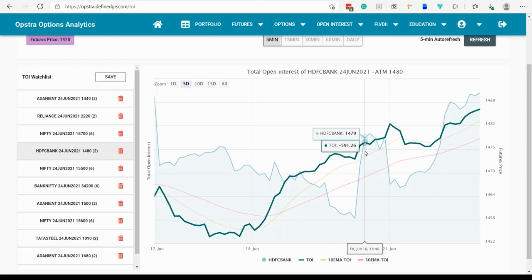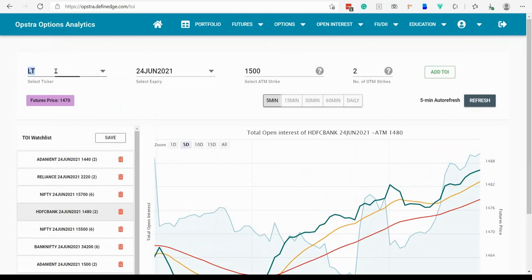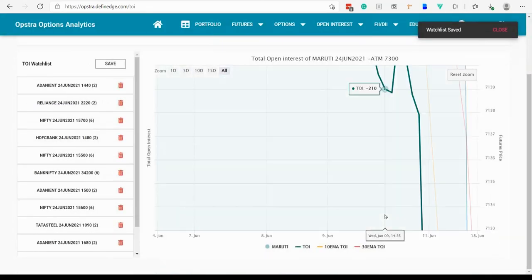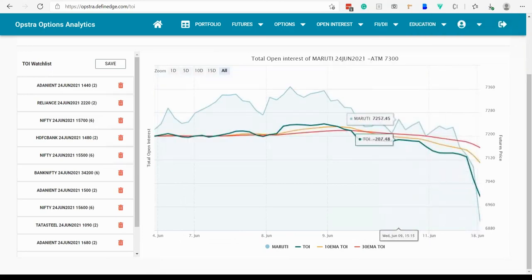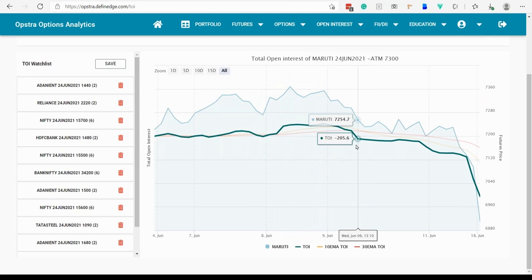In fact, if you can just plot one more chart, because I was showing it to someone over the weekend: Maruti 7300. Everyone knows Maruti made a top near 7400. Even that was, I think, at the beginning of its expiry, and after that it is continuously weak. You can see the top here near 7360 on the 8th June. After that, this TOI is continuously going down, and in fact, Maruti went below 6900 today.